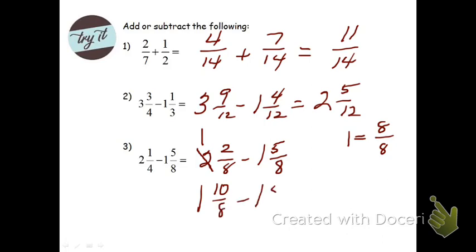Take away 1 and 5/8. Well, 1 take away 1 is 0, so I have no whole number left. And 10/8 take away 5/8 is simply 5/8.